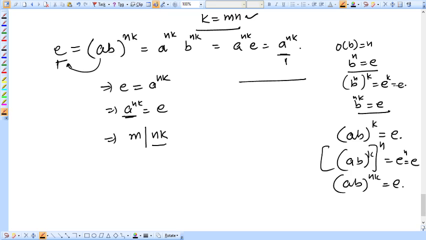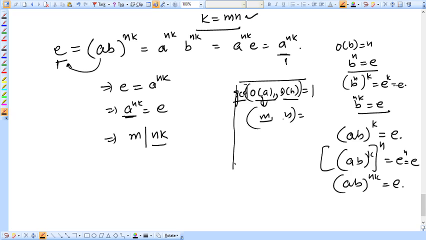One more thing you need to see here. We are given that order of a, comma, order of b, is m and n respectively. So GCD... I'm sorry, I said something wrong. The GCD of order of a and order of b was equal to 1. Order of a is equal to m, order of b is equal to n. So therefore GCD of m and n is equal to 1.